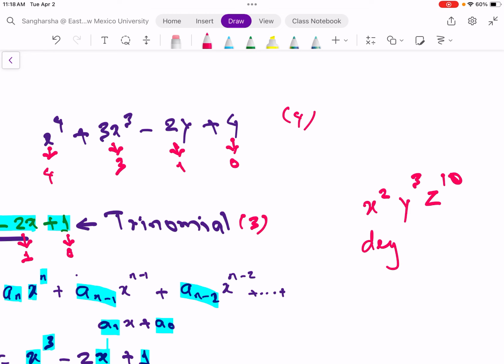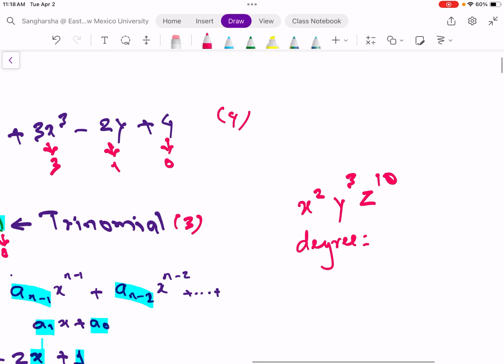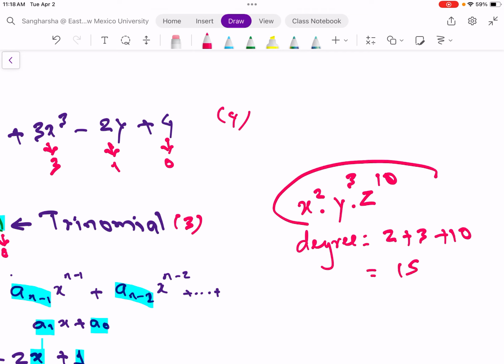Is this a monomial, binomial or a trinomial? Monomial. To be a binomial you must have 2 terms with a plus or minus. Now we have a product here, so this is a monomial and the degree is 2 plus 3 plus 10, which is 15. So 15 is the degree for this monomial. So you are adding the exponent of each variable.